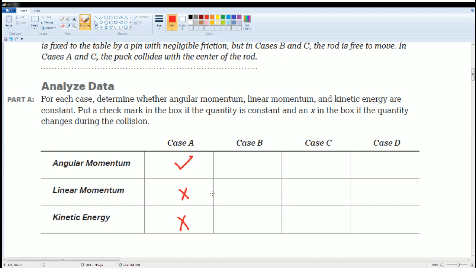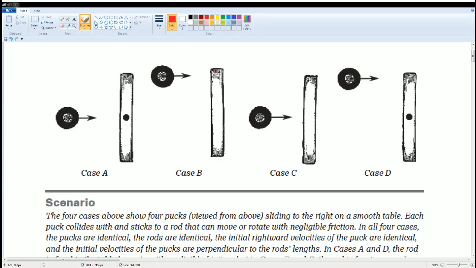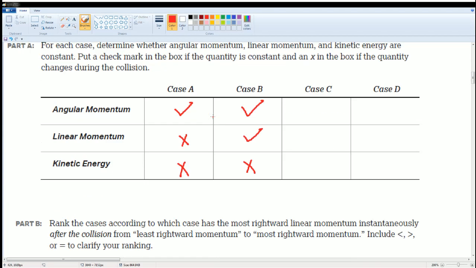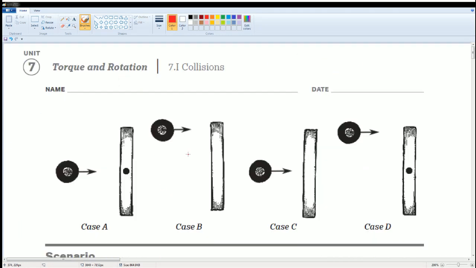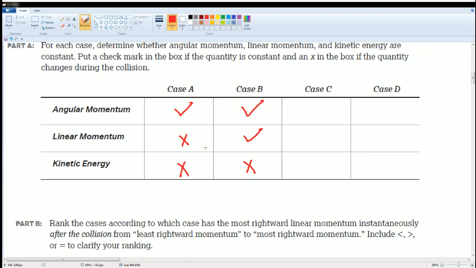B, is the angular momentum constant in this scenario? Yes, it is. Is linear momentum constant in this case? Yes. Is kinetic energy constant? No. Does it change? Yes, it does. Remember, it hits it above here. Okay. Spins. The linear momentum also changes because of the collision.